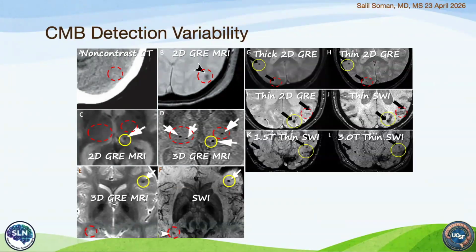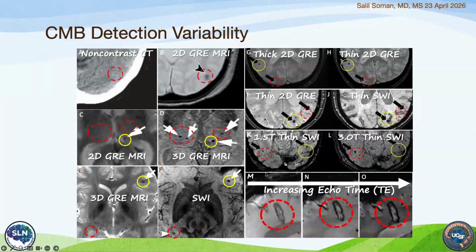And similarly, the field strength, right? So 1.5 versus 3T, there are some microbleeds you'll see on both. In the circle on the left here, there's one dot that I think you would see in both. There's a second one that I don't think I would be able to call on the 1.5 acquisition.